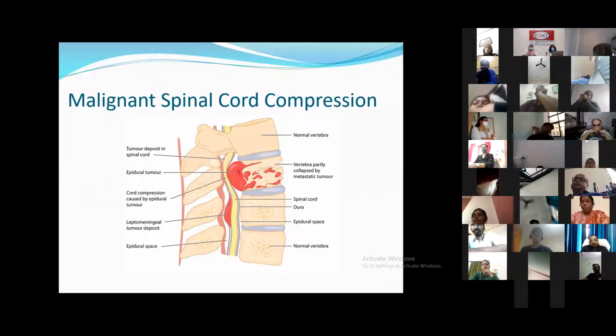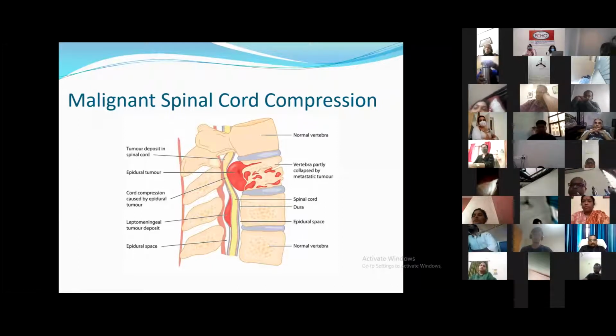One of the very important emergencies is malignant spinal cord compression. The picture is showing you a common structure of the spinal cord around the vertebral column. I assume that you might have a basic anatomical knowledge of the compression.